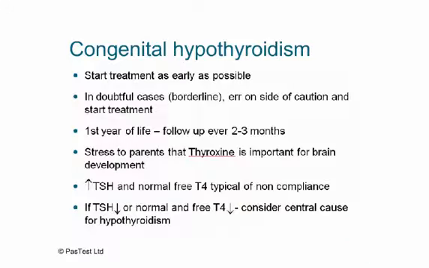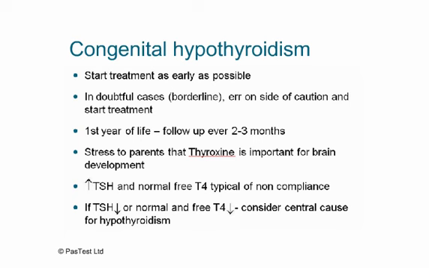Congenital hypothyroidism should be treated as quickly as possible. In some cases, serum TSH levels are not particularly high and are borderline. If so, we should err on the side of caution and start treatment. Thyroxine is very important on the developing brain, and parents should be aware of this, and compliance should be stressed. In some cases, you may note that on follow-up, serum TSH levels are high, suggesting inadequate control. However, the free thyroxine levels may be normal, and this is a typical picture of a child with non-compliance.